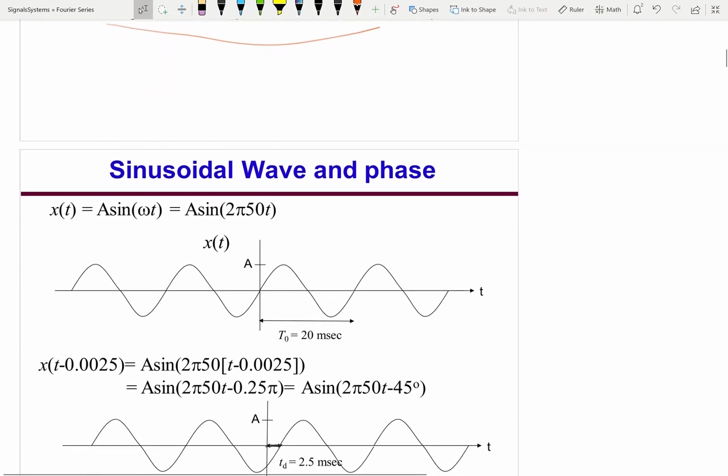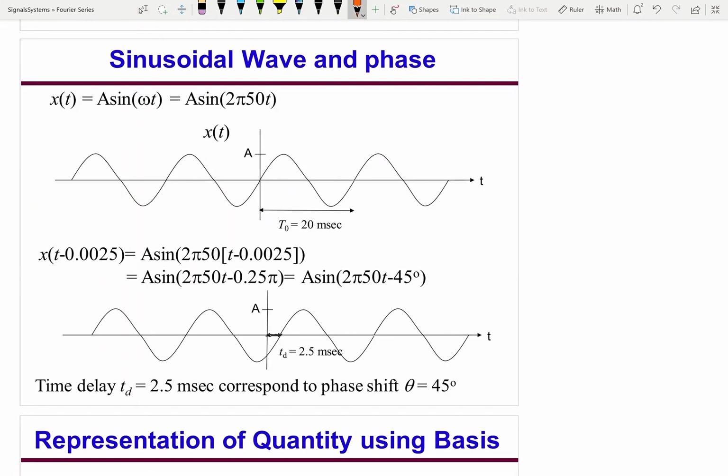Before we start with the Fourier series, let's review the sinusoidal function. For example, if I have this function, A in this case is the amplitude, and that will be here. And the frequency of the signal is 50 Hertz, so the period T is 1/50. So that's 20 milliseconds. So that's the period from here to here.